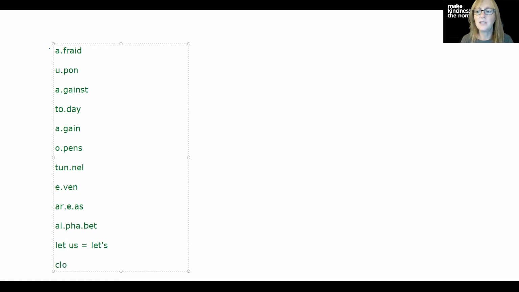Closet. Put that away in your closet. Closet. That's a short O sound, so I know the S belongs to the first syllable. Et is also a short sound, and it is a closed syllable.